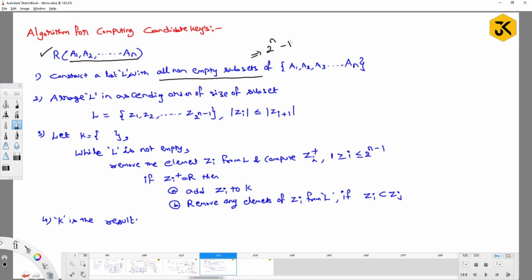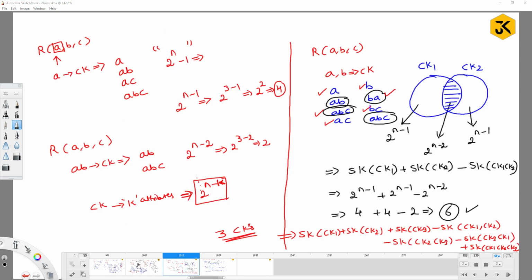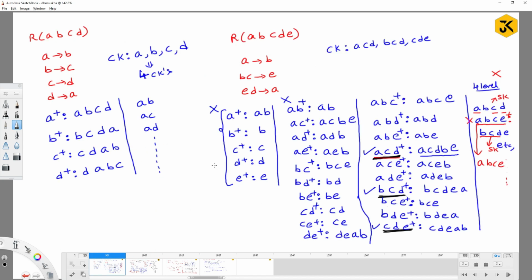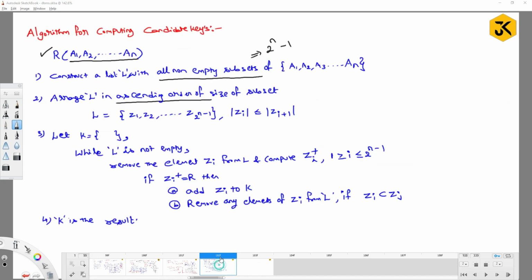Once we find the total non-empty sets, we arrange them in some sorted order, right? Why do we arrange them in sorted order? Because earlier we found the first level of attributes, second level, third level, fourth level and so on, the degree of the relation, right? That is the reason I said we need to arrange them in sorted order. So what does the ZA mean here?